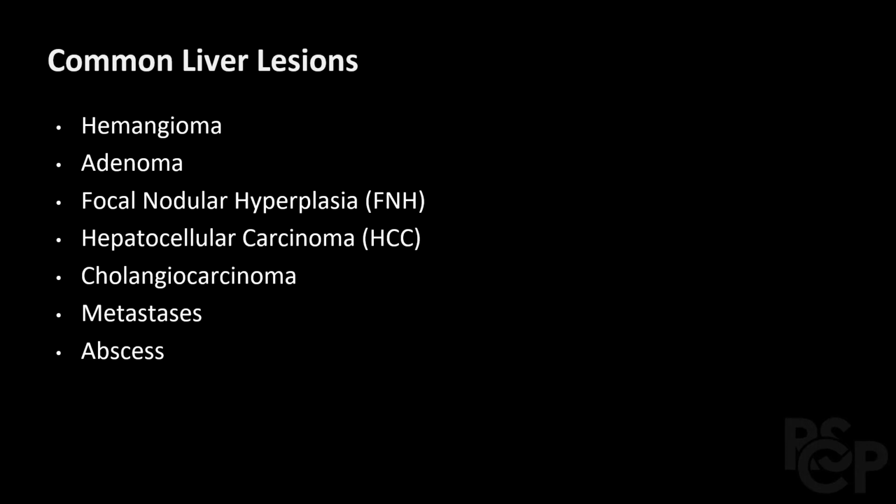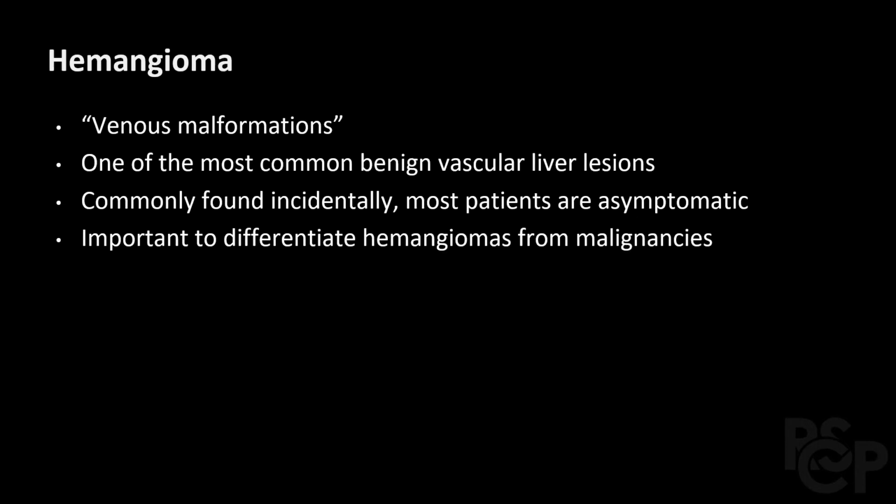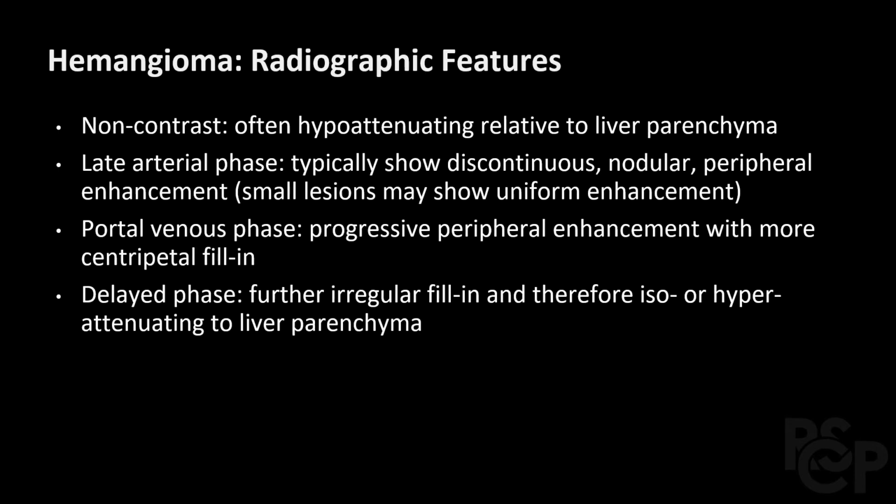We'll now focus on talking individually about common liver lesions. First, we'll talk about hemangiomas, which are venous malformations of the liver. They're some of the most common benign vascular liver lesions, and they're often found incidentally, as most patients are asymptomatic. It's important to differentiate hemangiomas from malignancies, as they may share some similar characteristics.